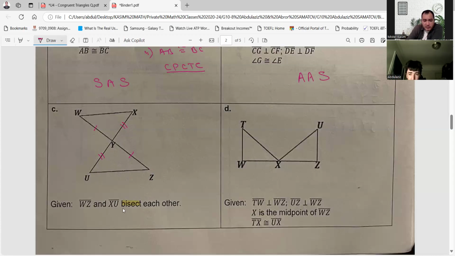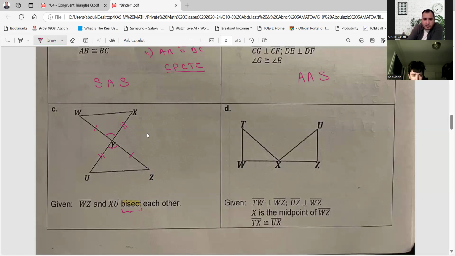It means this. I thought this was intersect, it's bisect. And also, they are vertical angles, right? Yeah, vertical angles are equal. So then these two triangles are congruent to each other. Why?